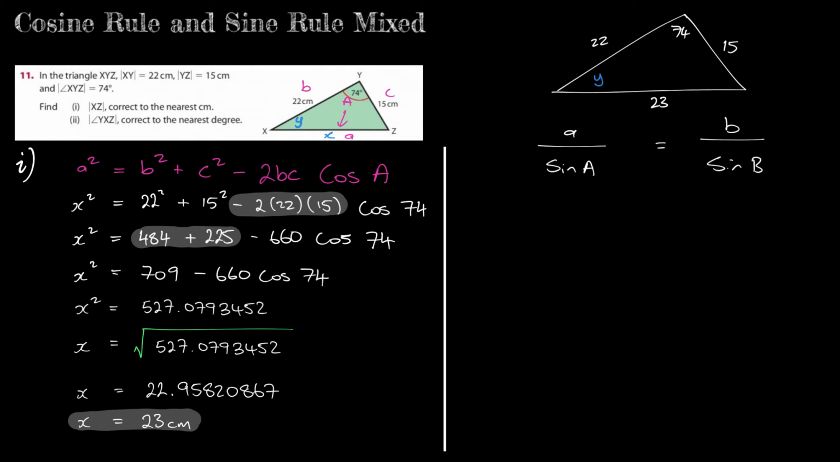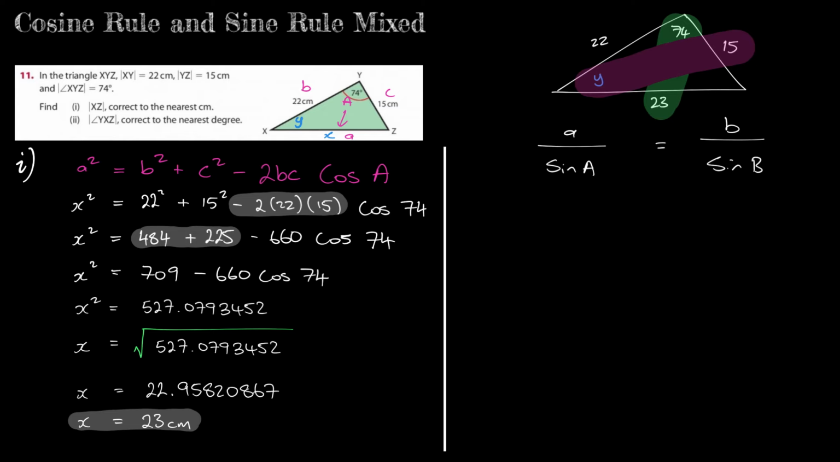The reason I sketched this is just so I can label what I have. When I'm doing the sine rule, I'm going to pair these two together: the angle and the opposite side. And the other two I'm going to pair together are also the angle and the opposite side. So the 74 and the 23 are going together, and the y and the 15 are going together. And I need to put them into the equation.